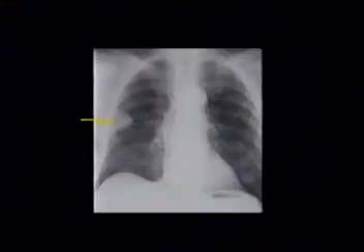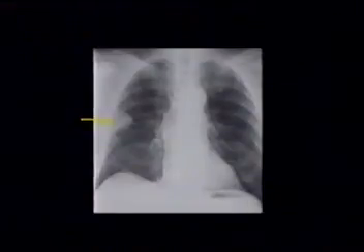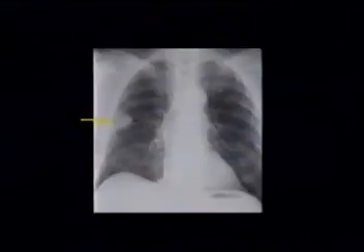This triangular shape, pleural-based lesion is a pulmonary infarct. Symptoms are hemoptysis and pleuritic pain. But sometimes if the infarct is large due to massive embolus, patient can present in collapsed situation.